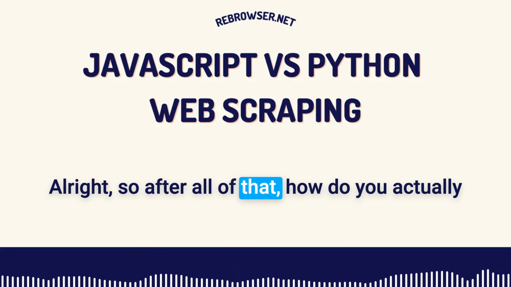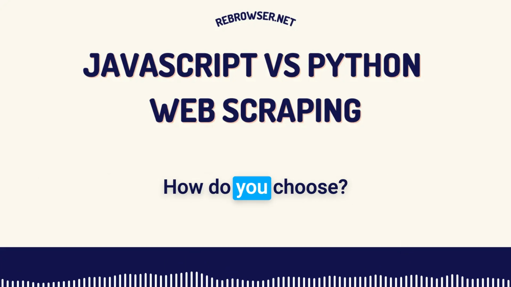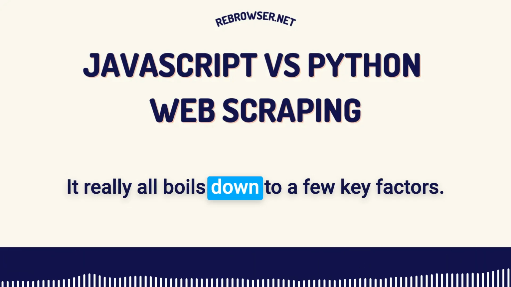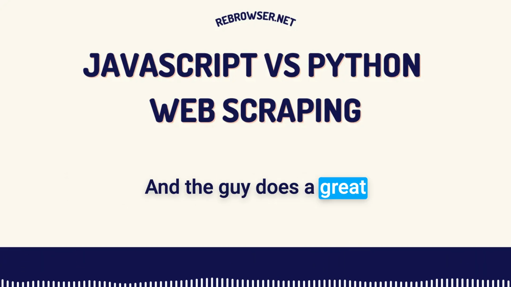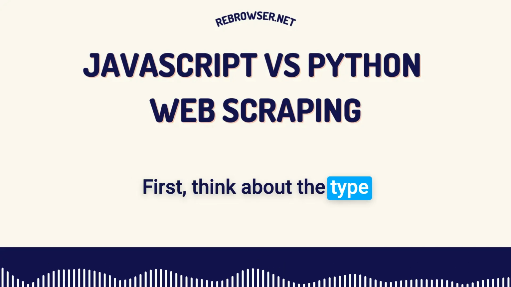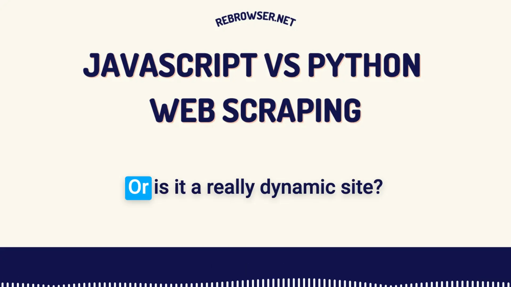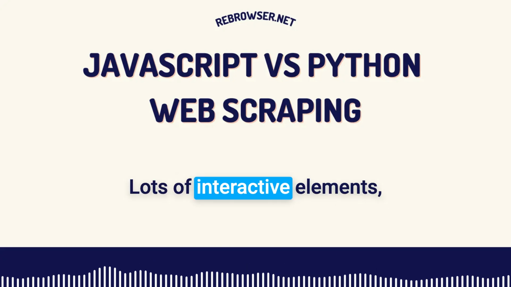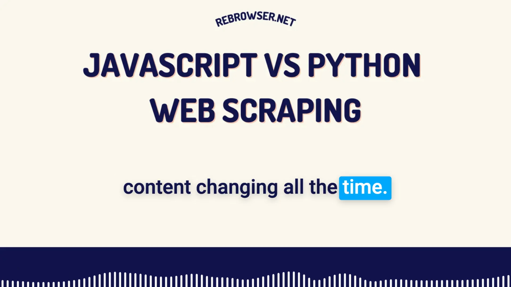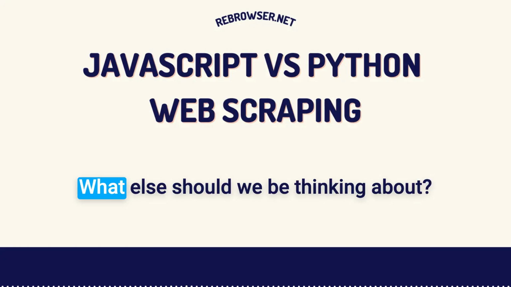All right, so after all of that, how do you actually decide which language is right for your project? How do you choose? It really all boils down to a few key factors, and the guide does a great job of laying them out. First, think about the type of website you're targeting. Is it mostly static content? Or is it a really dynamic site? Lots of interactive elements, content changing all the time. Okay, static versus dynamic. Seems like a big one. What else should we be thinking about?